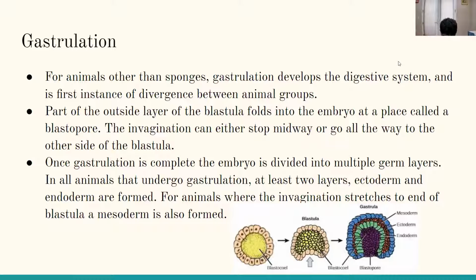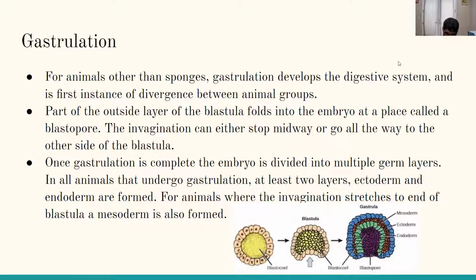And it occurs in every animal except for sponges of the phylum Porifera. And basically what happens in gastrulation is a part of the outer blastula layer folds into the blastocele area. And this folding is called invagination. And it folds at a certain place called a blastopore. And the blastopore, the hole, forms the digestive tract.